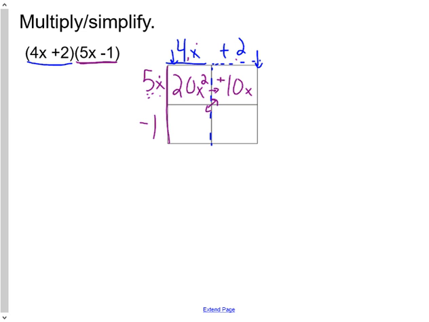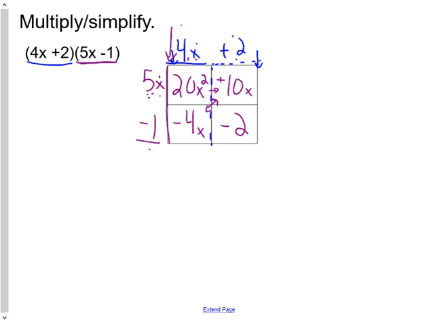Next, since we're done with that row, we're going to the next row. Minus 1 times plus 4, right? That's what's being brought down there. So 4 times minus 1 is minus 4, and we have 1x. And then lastly, minus 1 times 2 is minus 2.